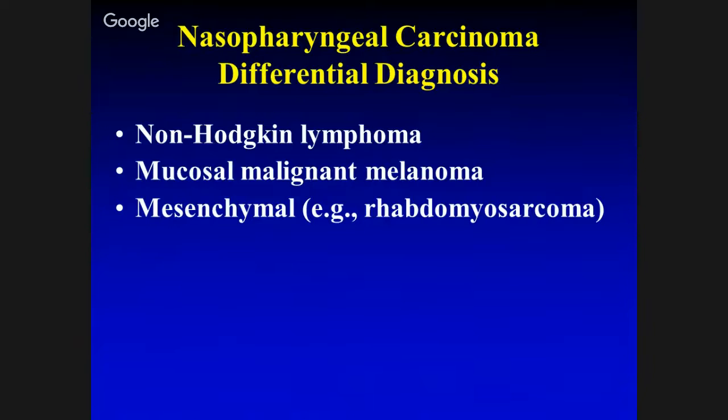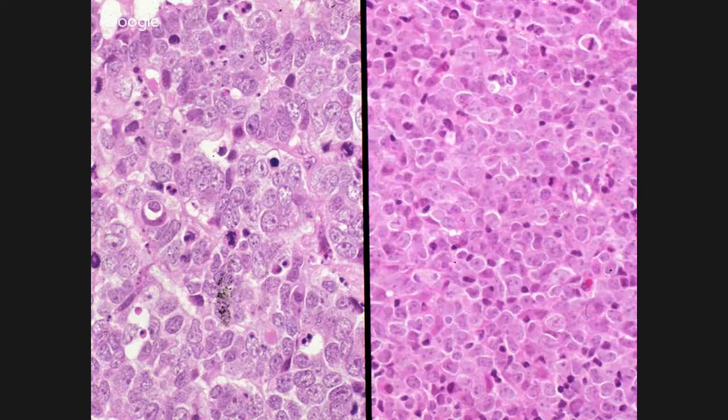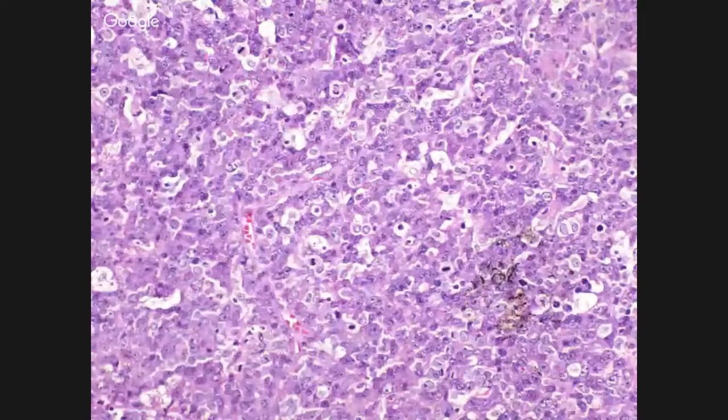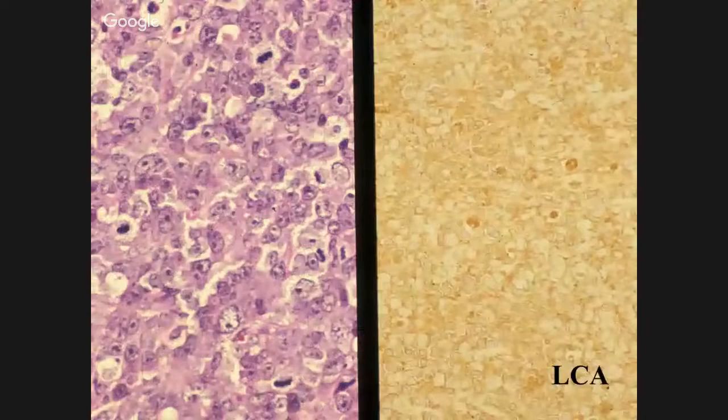These can look like lymphomas. They may look like melanoma. You may need to get those stains. So which is the lymphoma and which is the carcinoma? It's just an example that you can't always tell. You can get discohesive cancers and cohesively growing lymphomas. So the keratin and leukocyte common antigen. Here's a lymphoma that looks like it's growing like an epithelial malignancy, but it was leukocyte common antigen positive.